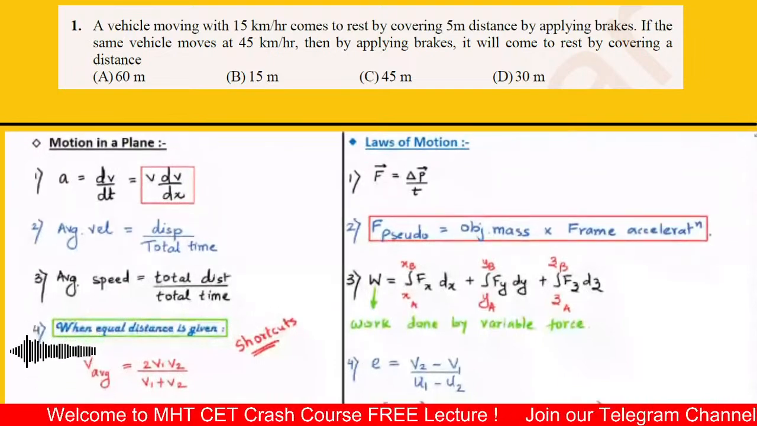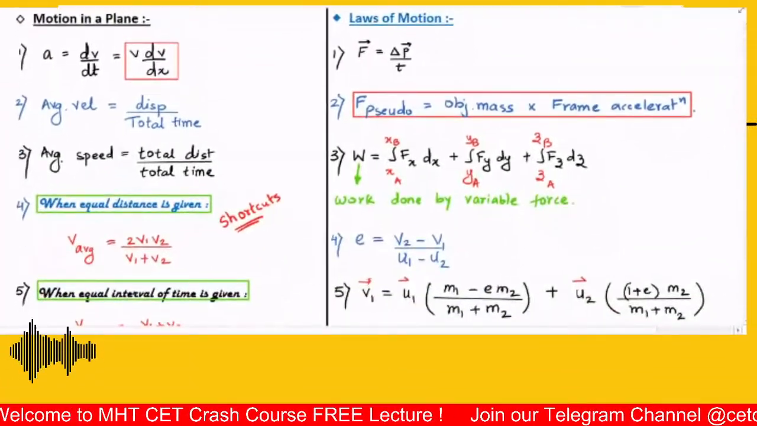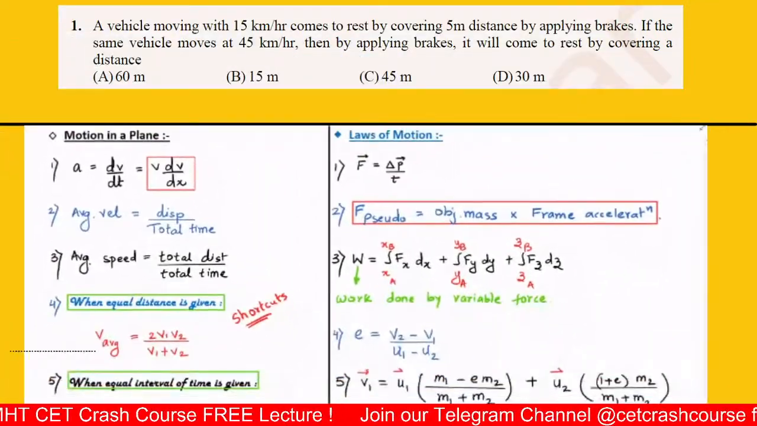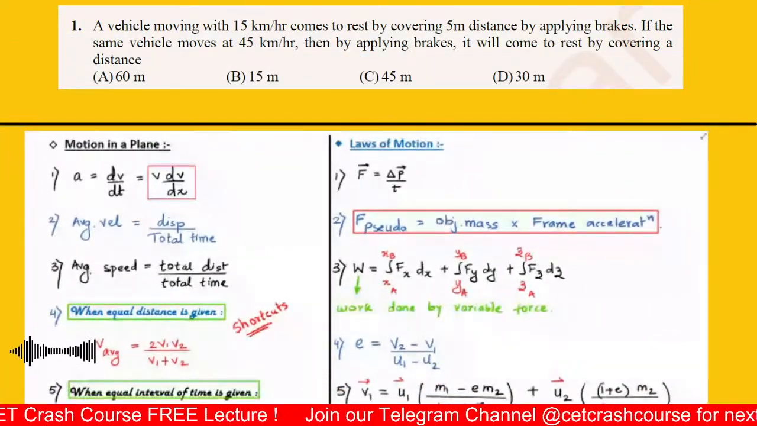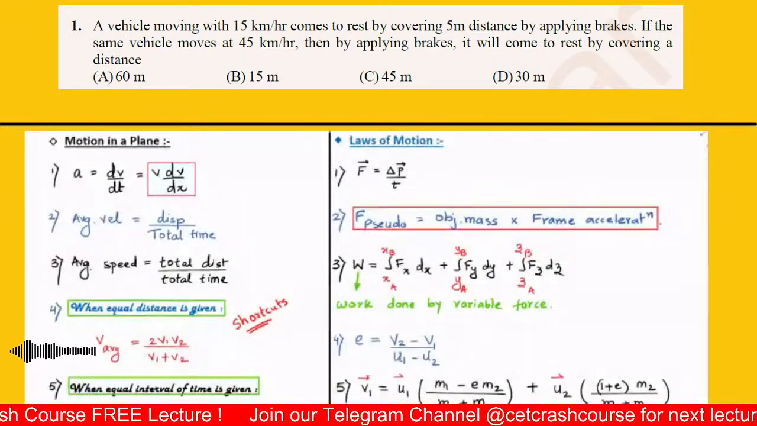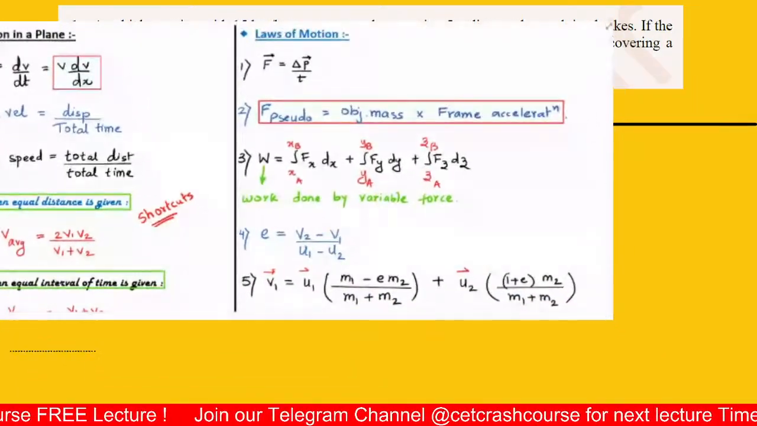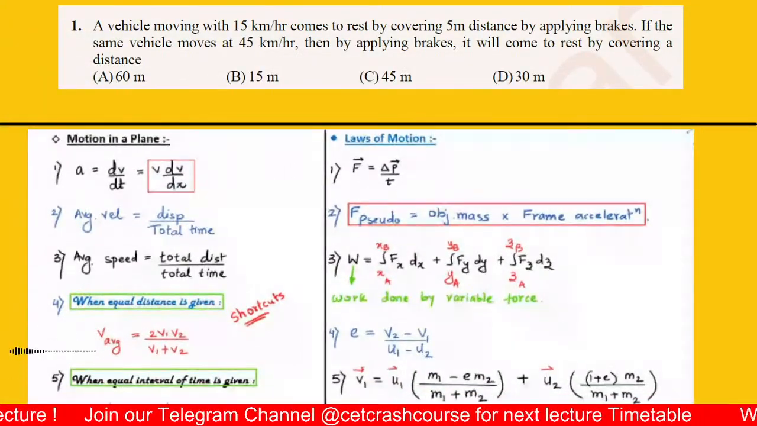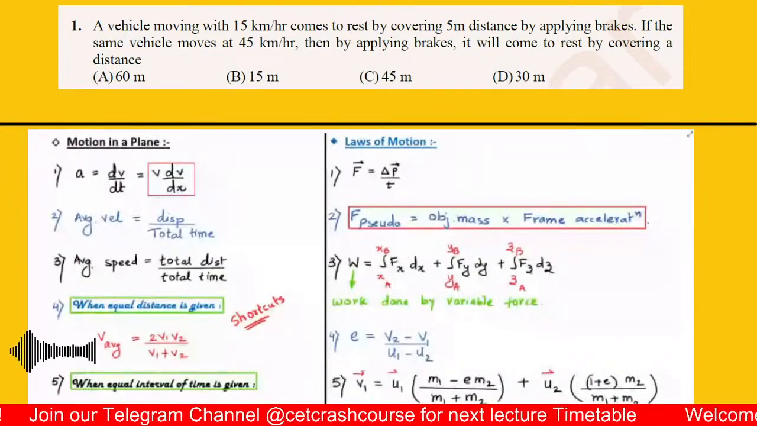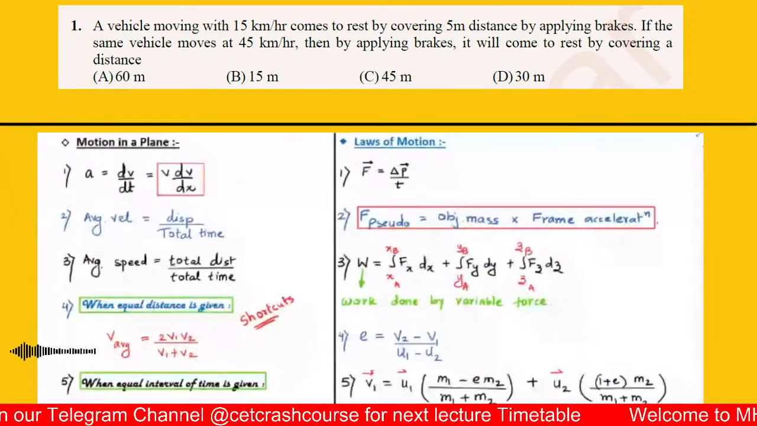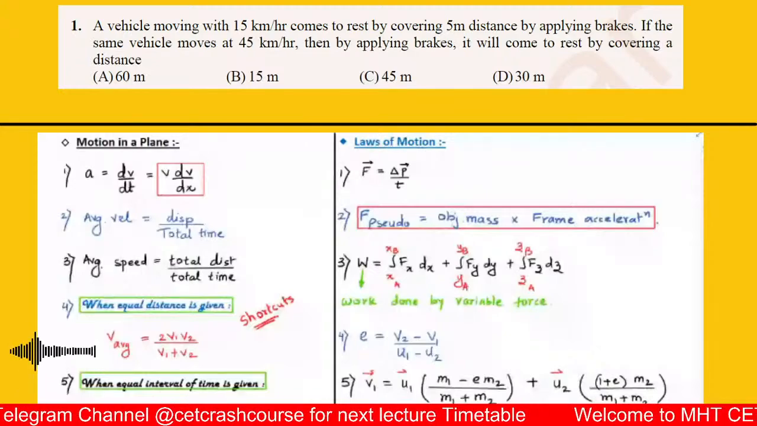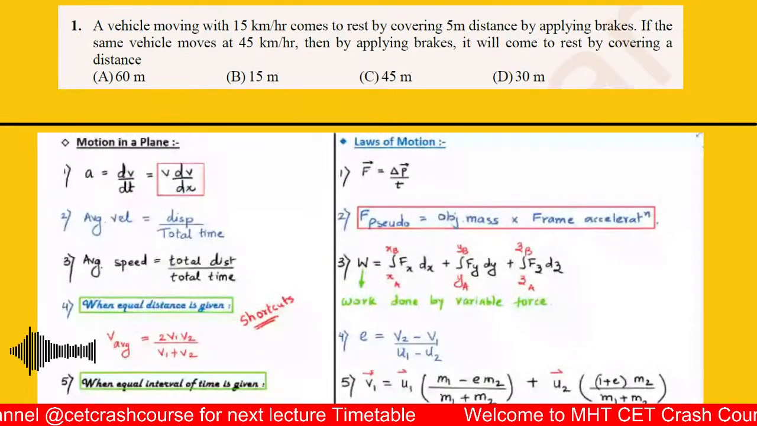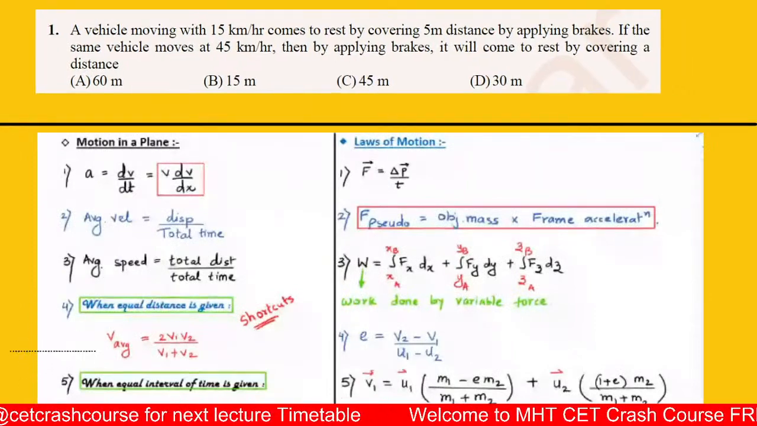So the basic formula for force we know is change in momentum over time. There is a formula for pseudo force as well. Here students, please remember the second formula: the magnitude of pseudo force is given by the mass of the object into the acceleration of the frame. Once again, what is pseudo force on the object given by? Pseudo force acting on any object is given by the mass of that object into the acceleration of the frame.